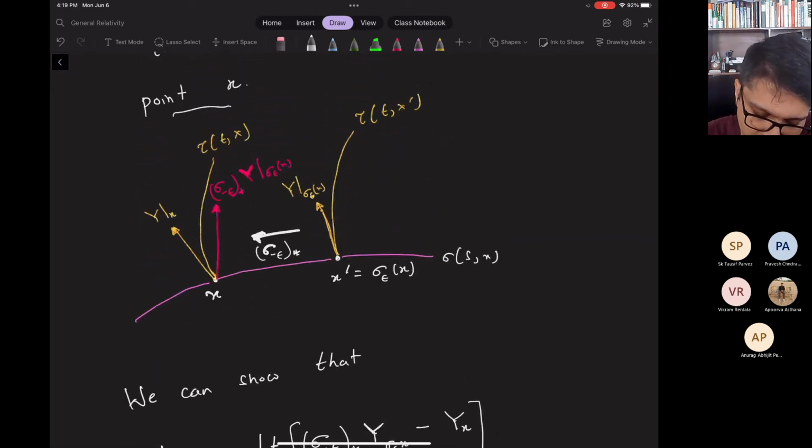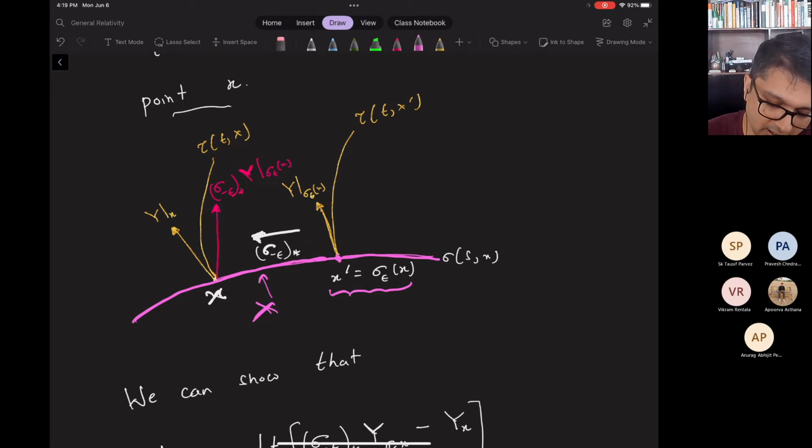Suppose you have the point x, and the magenta line denotes the flow generated by capital X. So small x will move along this curve as I flow with the vector field capital X. Let's say I move to x prime, which is sigma epsilon of x. So that's this point. And now we have the two vectors: the vector y at x, and the vector y at sigma epsilon x.